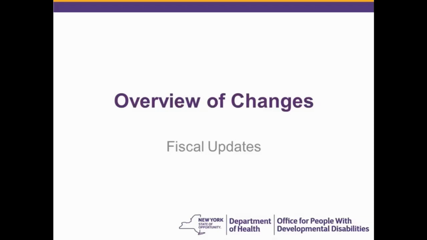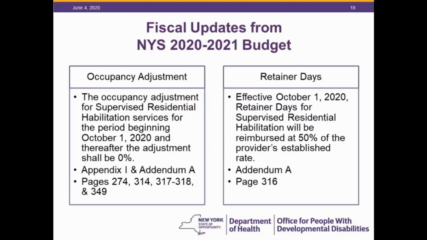The first one is the occupancy adjustment that Kevin talked about, and it's for supervised IRA services for the period beginning October 1st and thereafter, the adjustment shall be 0. Right now, as Kevin mentioned, this occupancy adjustment can be up to 5%, and you can find the exact change to this adjustment in Appendix I and Addendum A, pages 274, 314, 317, 318, and 349, and a bunch of places within the amendment.